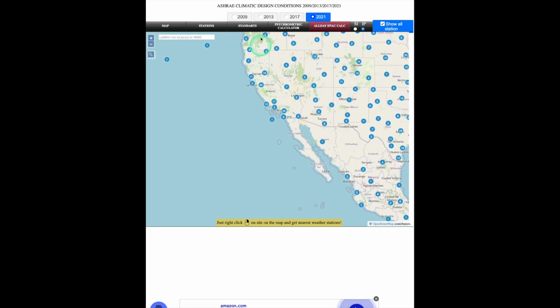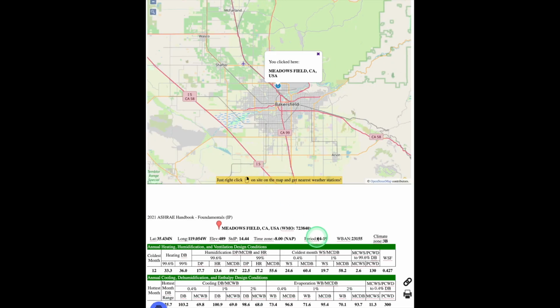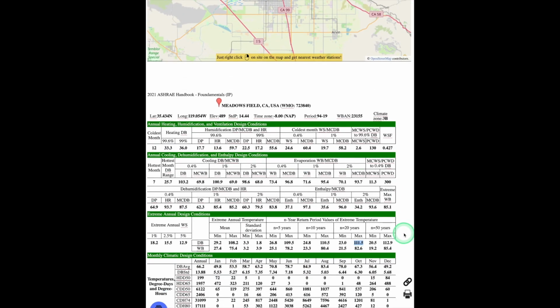And this weather station is located in Meadows Field, the airport. Now here's the chart we're going to use. We're not going to be looking at everything on this chart, so don't be overwhelmed. We're only going to look at basically two areas on this chart. So if you look right here, this is the annual heating, humidification, and ventilation design condition, temperatures, and percentages.